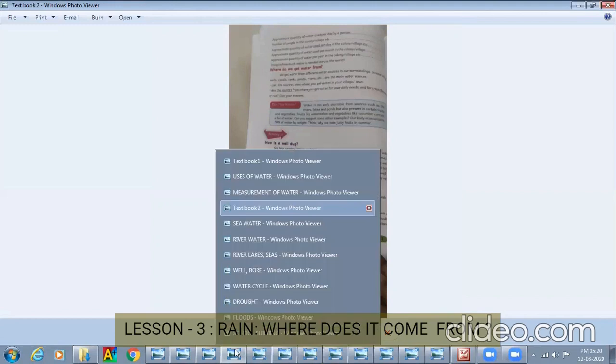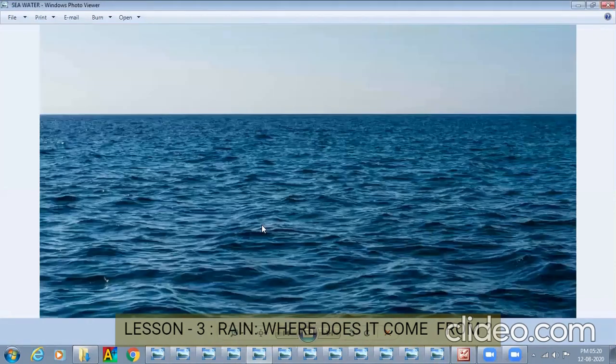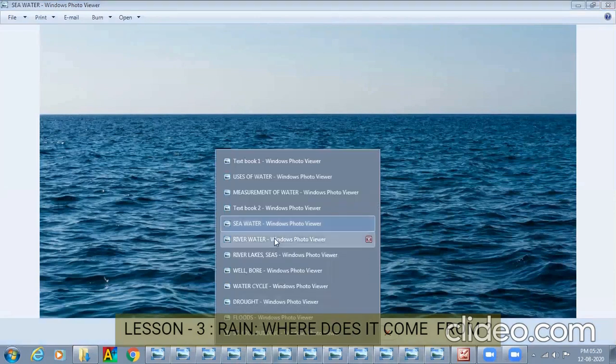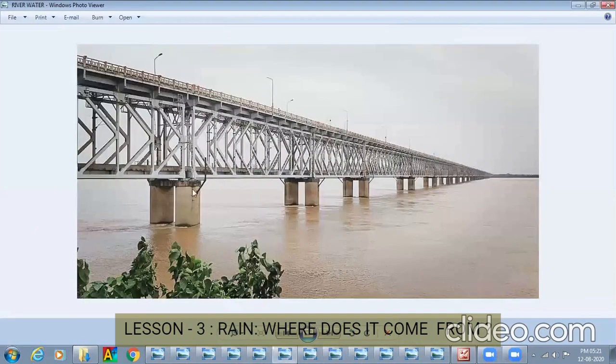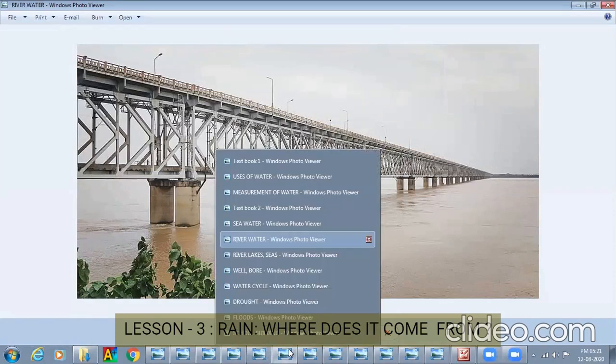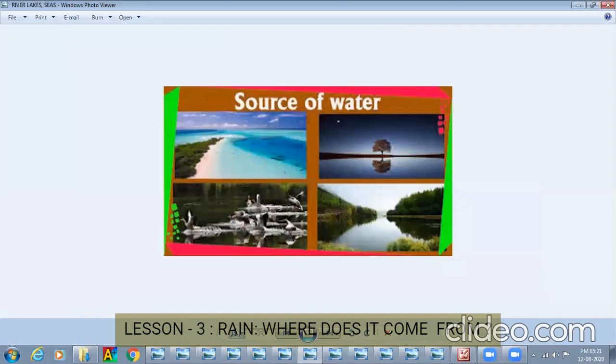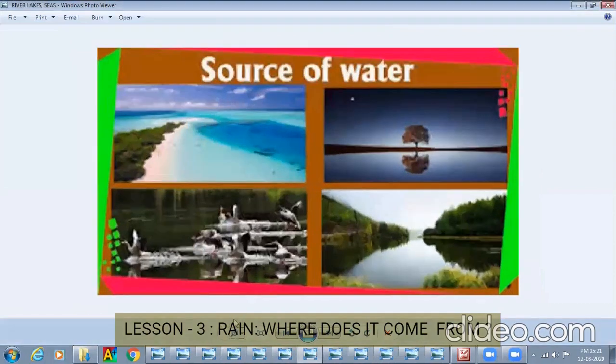So, different sources. Water is available not only from sources such as rivers, lakes, seas. You can see sea water, children. But it is also present in river water. So 3/4 of our earth is covered with water. This is river water. River water we can use for different purposes. You can see here the different sources of water.